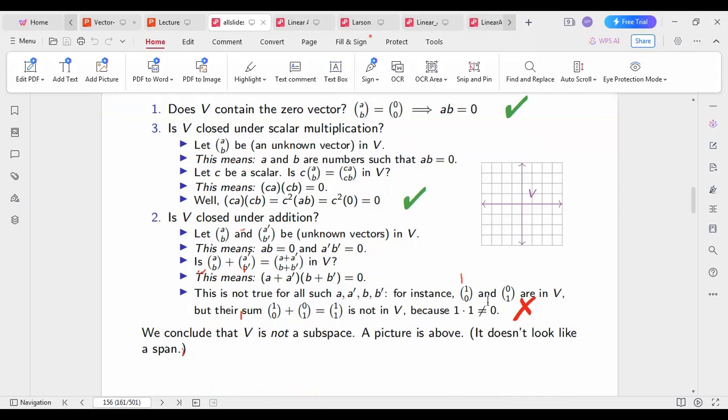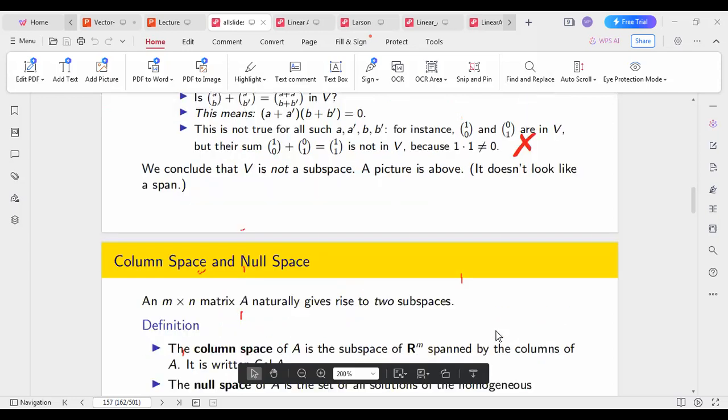For instance, (1, 0) and (0, 1) are in B, but their sum (1, 1) is not in B because 1 times 1 is not equal to 0. So we conclude that B is not a subspace because the second condition fails, that means B is not closed under addition. It does not look like a span.